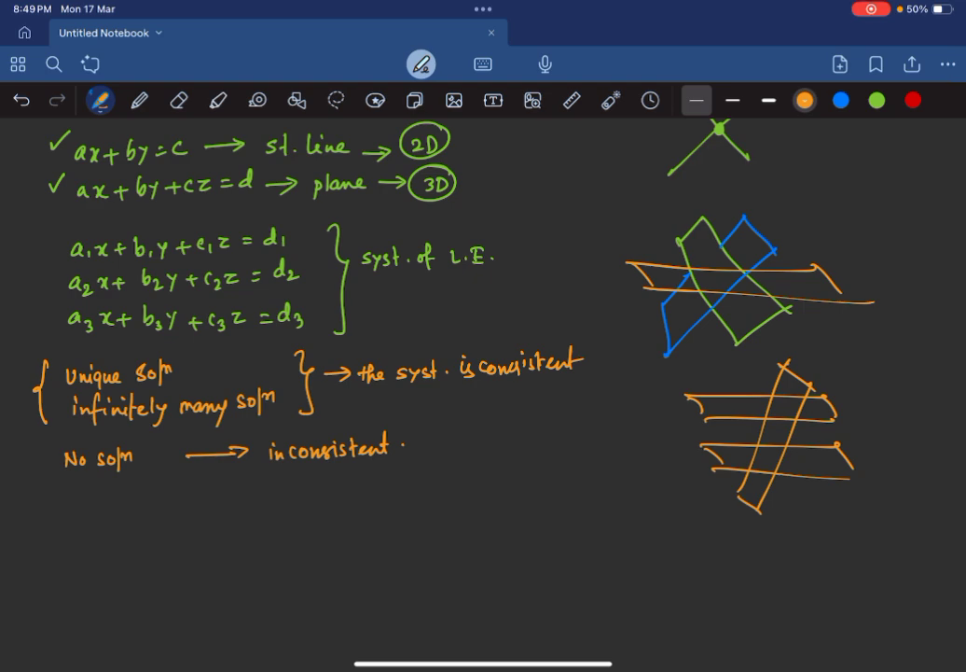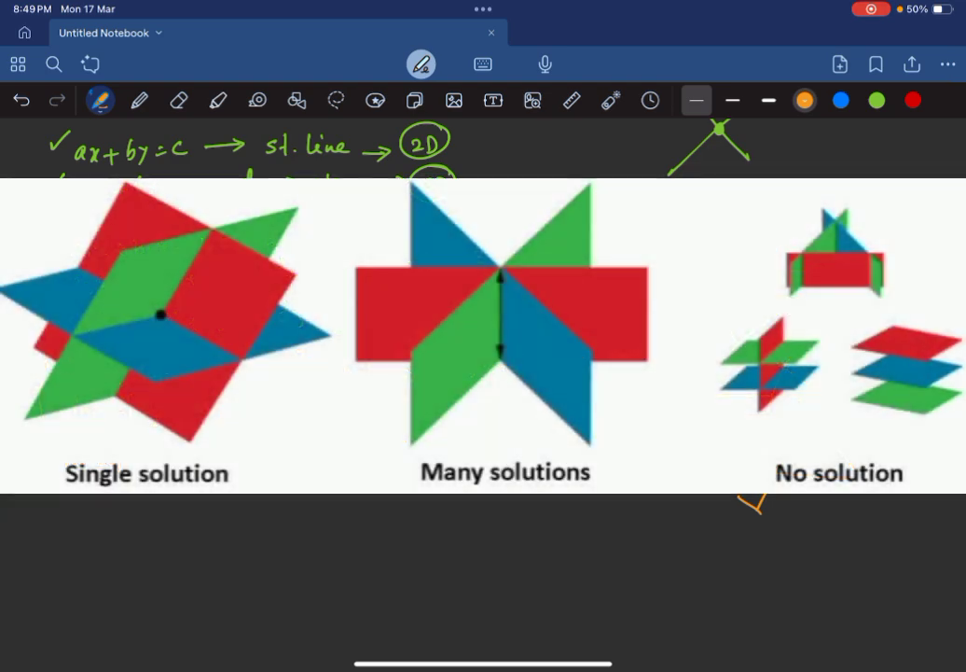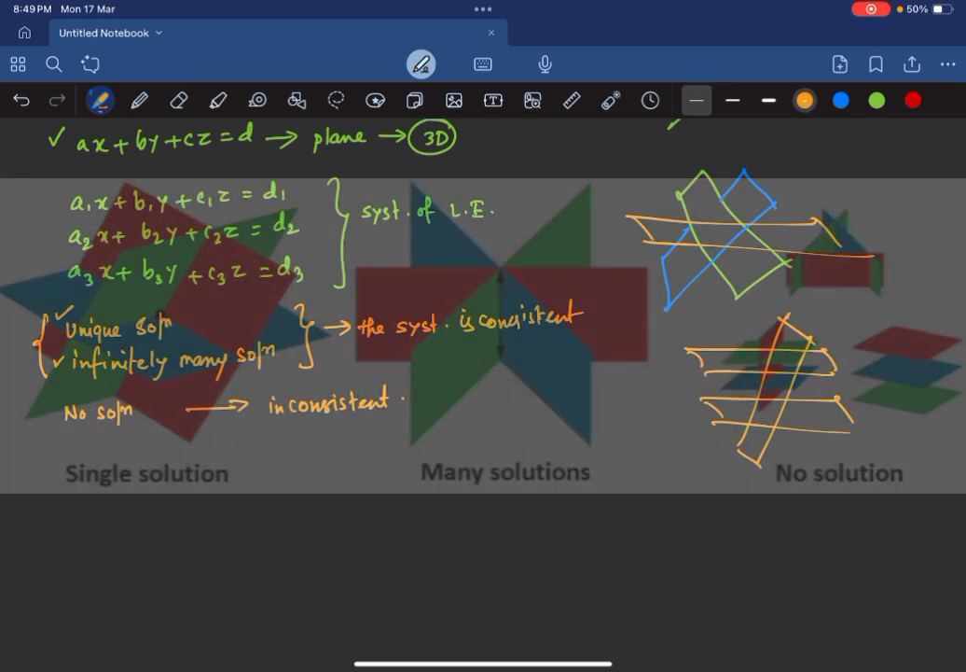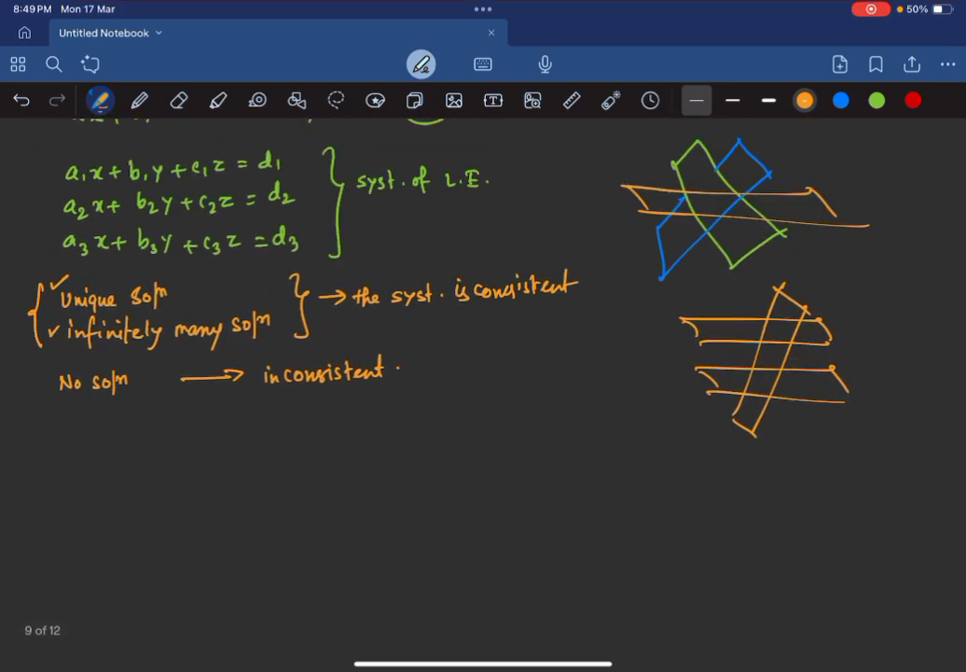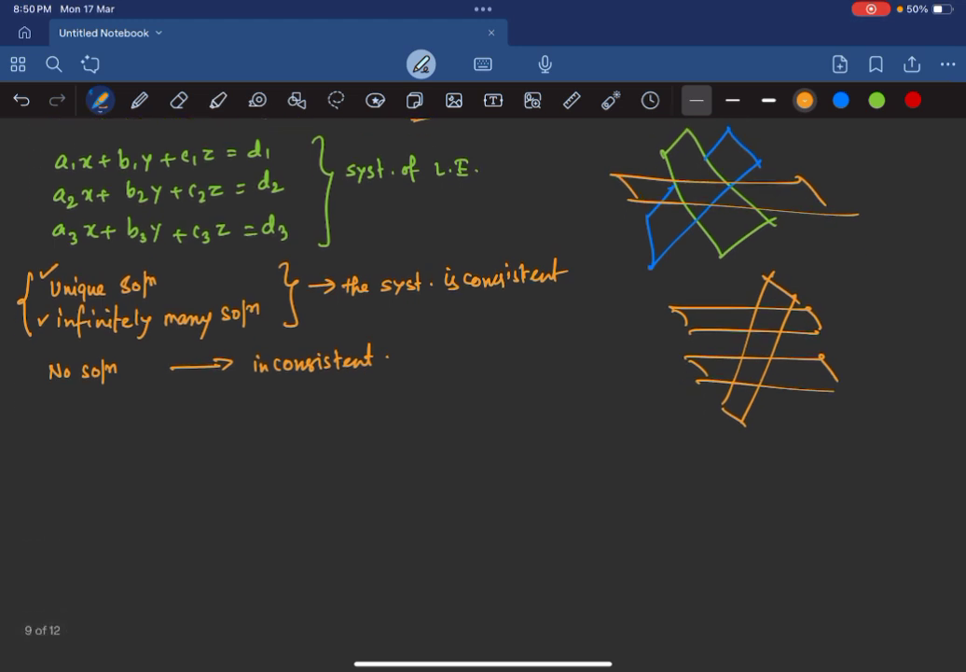We have different conditions based on which we can conclude whether a system is consistent or not. For the time being, you should know that a system is said to be consistent if either a unique solution or infinitely many solutions are there. If there is no solution, then the system is inconsistent. We are considering the 3D case, and the same scenario you will have for 2D as well, just as a corollary.